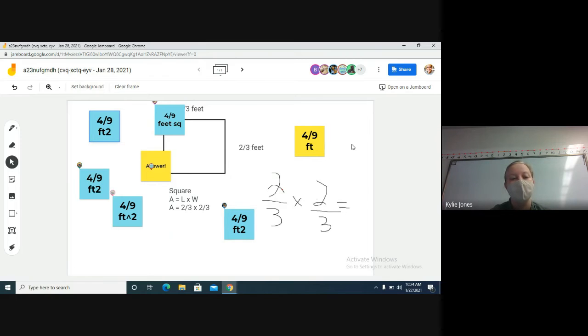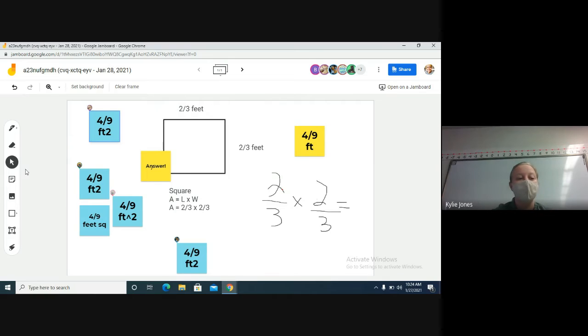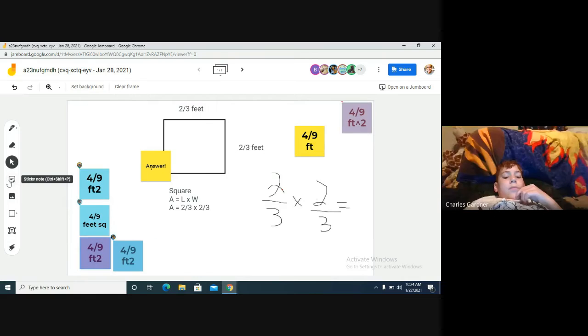How do I do it? You hit the sticky note button, the one that says sticky note, and you type it out.